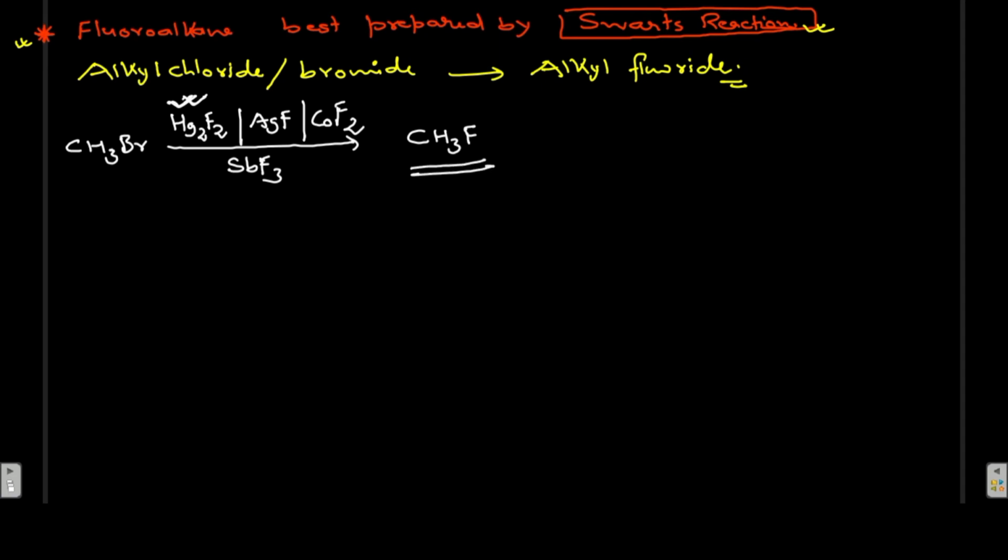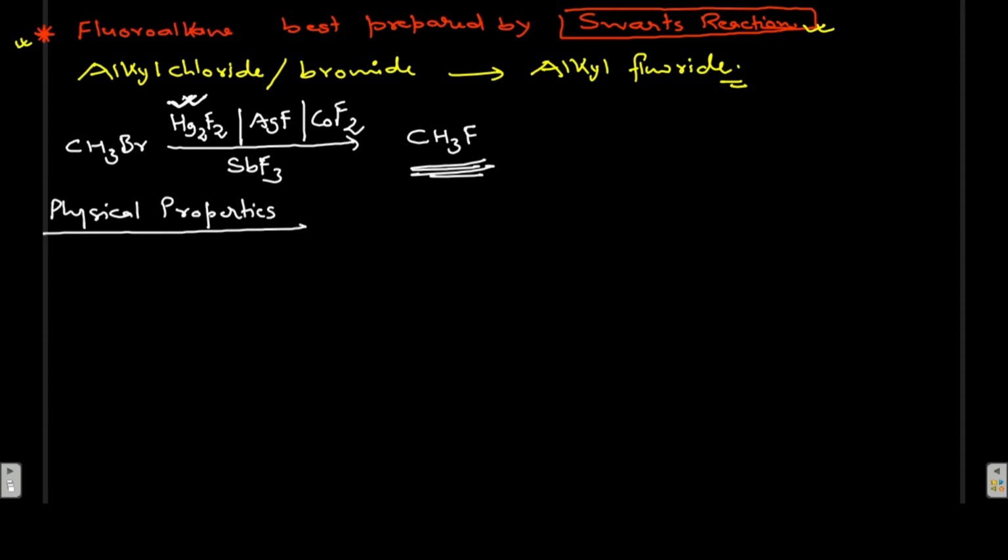Is it clear? Swarts reaction is just opposite to the Finkelstein reaction. Here, higher halogen is replaced by lower halogen, and in the Finkelstein reaction, lower halogen was replaced by higher halogen. Clear? We are moving to physical properties. What are physical properties?